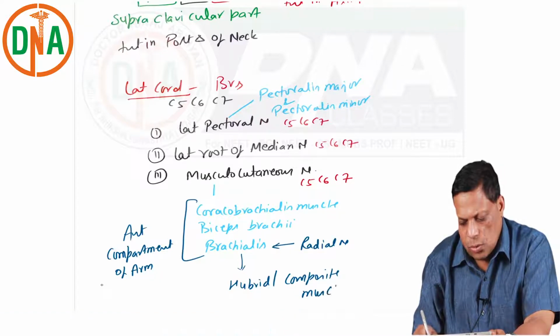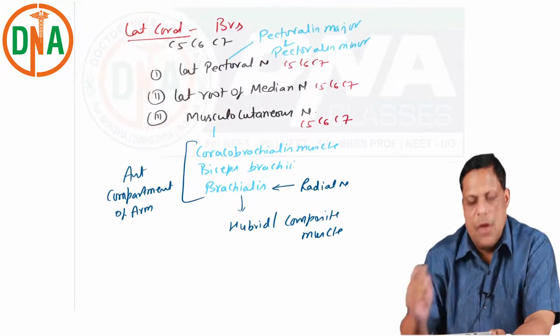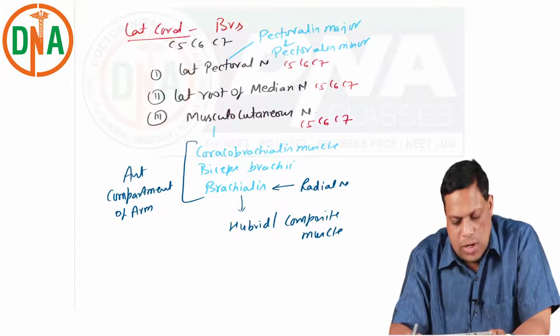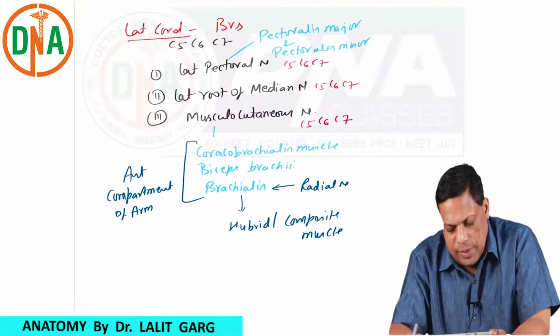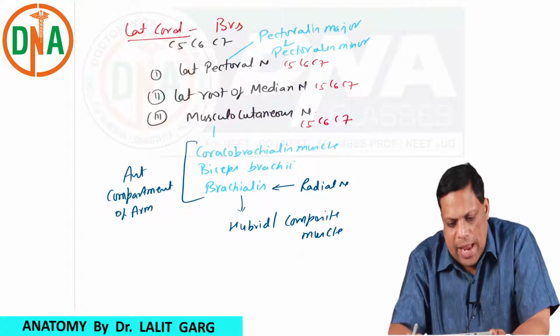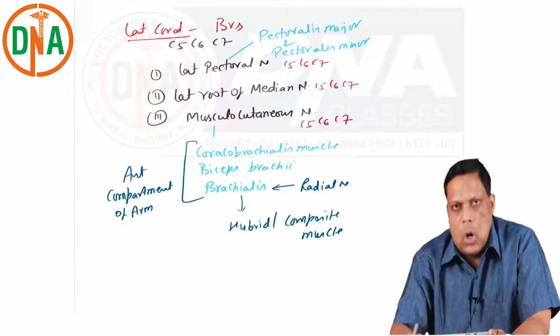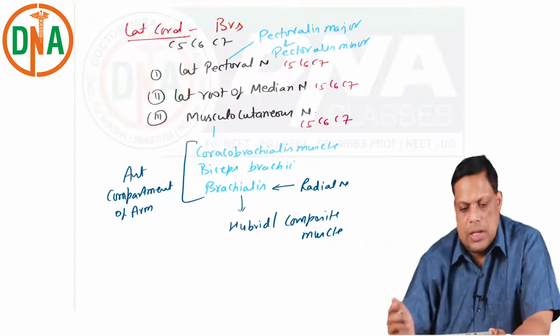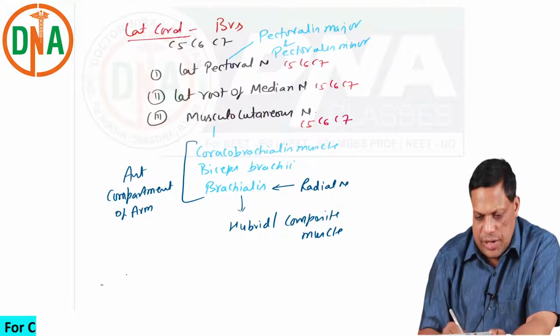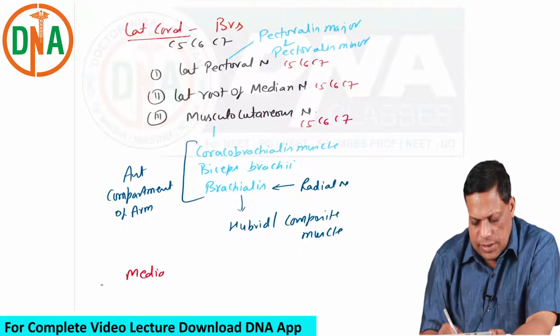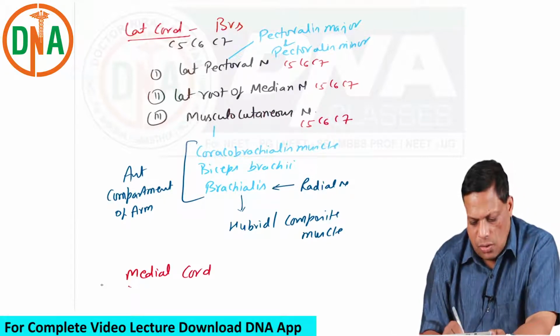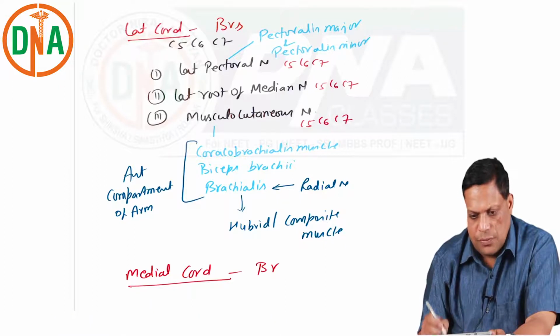Hybrid muscles are those muscles which are supplied by two nerves. So brachialis is a hybrid muscle, and these are the branches of the lateral cord of brachial plexus. Now the next cord is the medial cord of brachial plexus. What are the branches of medial cord?